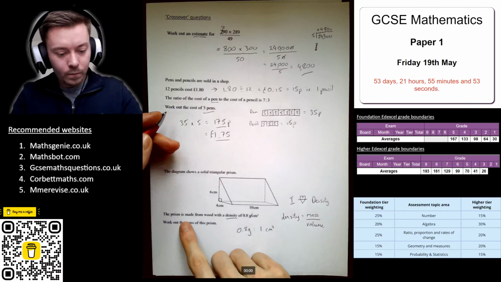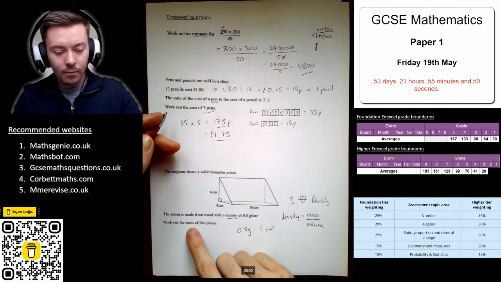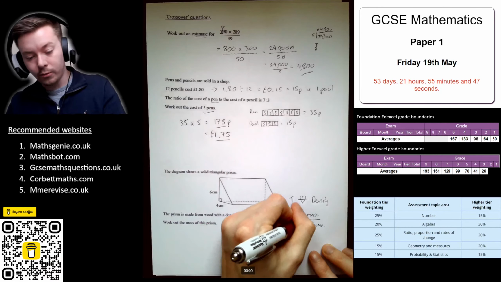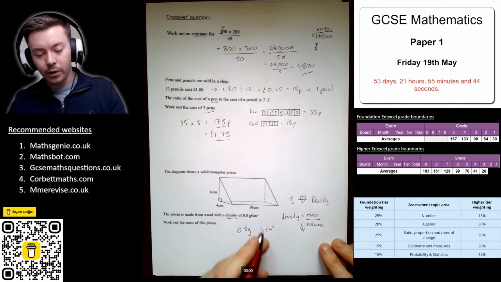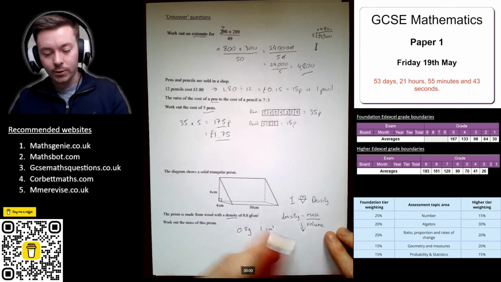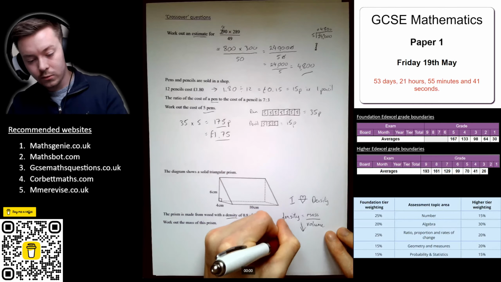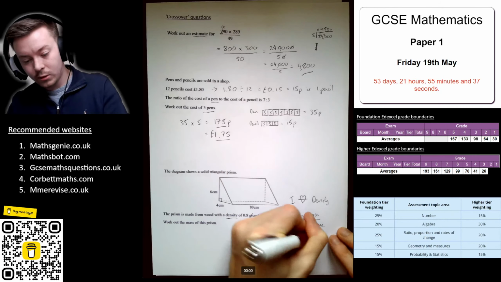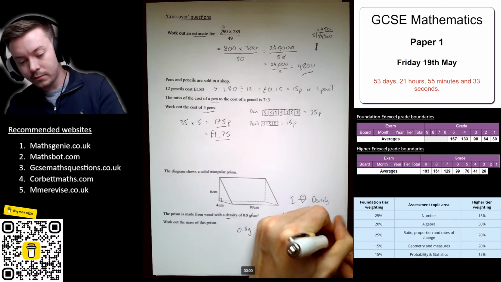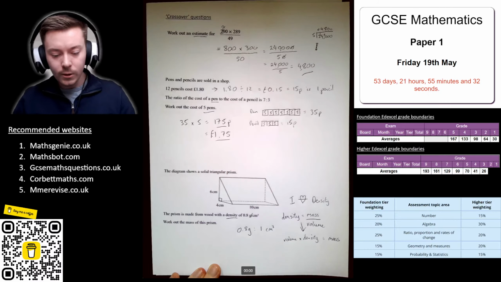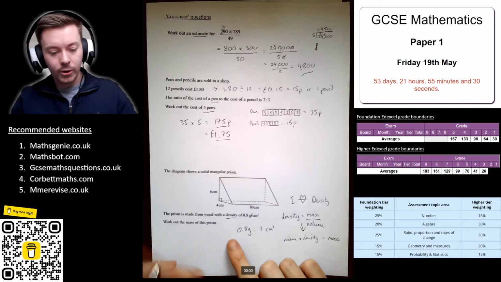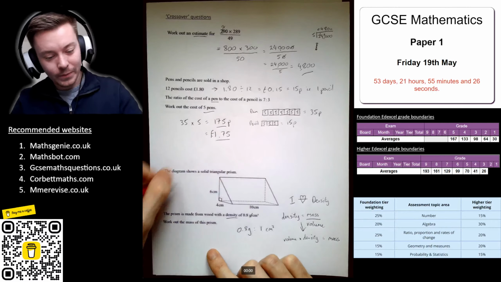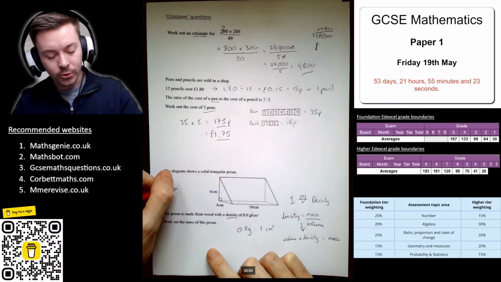Right, so work out the mass of this prism. So what we need to do is work out the volume, and then from here times both sides by volume to cancel out the divide on the right hand side. We get volume times density is equal to mass. So we need to work out the volume. Work out the area of this triangle on the left hand side.